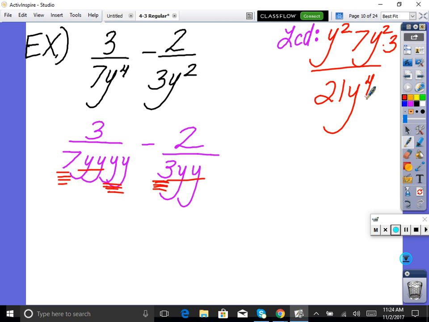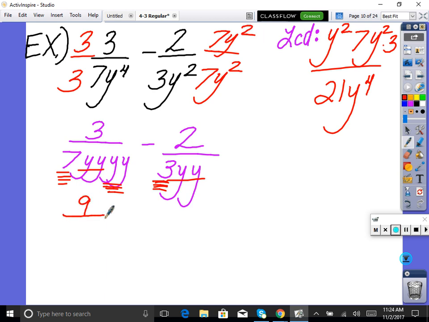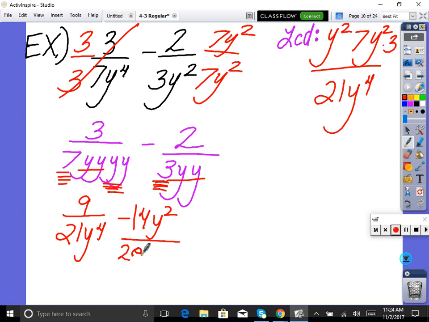Nice. Okay, let's fix it. What does this one need to become 21y to the 4th? Multiply by 3 over 3. What does this one need to become 21y to the 4th? 7y squared. The next step is multiply out your numerator. So we have 9 over 21y to the 4th minus 14y squared, right? Over 21y to the 4th. Sorry.